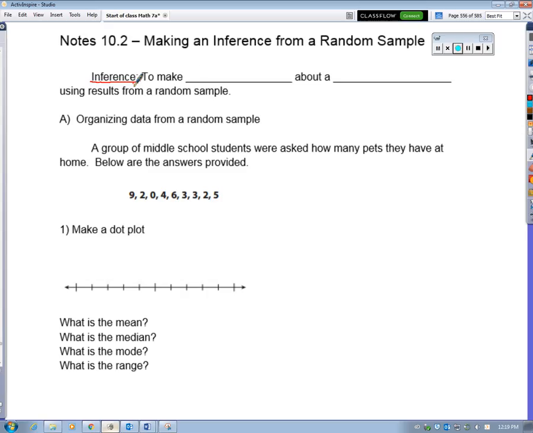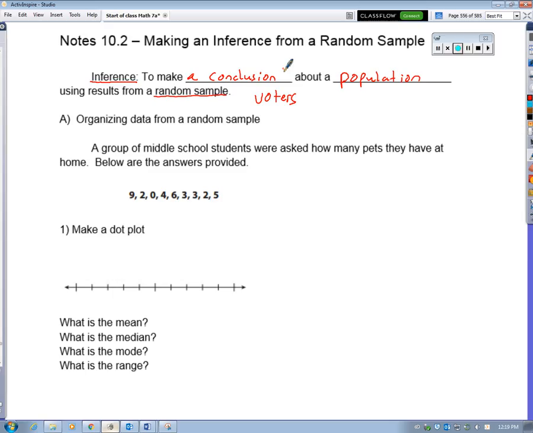And this is to make a conclusion about a population using results from a random sample. Okay, so we talked about in the last lesson about voters. So if we took a random sample of voters and saw who they would like to pick for a presidential candidate, then we could make a conclusion about the entire population. Alright, it may not be true, but it might give us some indication of what would happen.